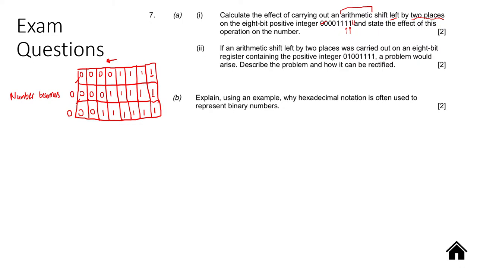Now this one, if an arithmetic shift left by two places was carried out on an 8-bit register containing the positive integer 0, 1, 0, 0, 1, 2, 3, 4. Ugh. Wow, I do apologise, that was awful. I've lost my skill.